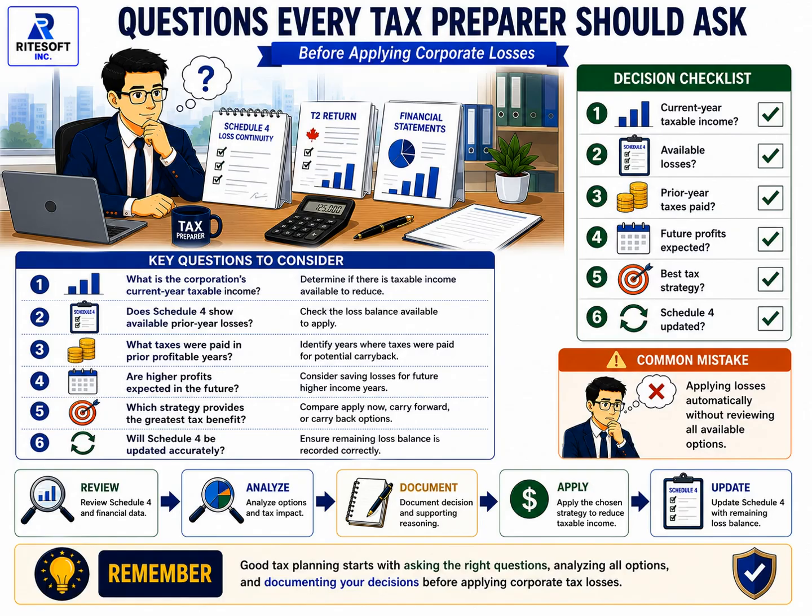The second question is, does Schedule 4 show any available prior year losses? Review the corporation's Schedule 4 carefully. Confirm the available loss balance and verify that the losses are still eligible to be applied. Next, ask, did the corporation pay income tax in prior profitable years? This question becomes especially important when considering a loss carryback. If taxes were paid in an eligible prior year, carrying back a current year loss may generate a tax refund instead of waiting for future tax savings.